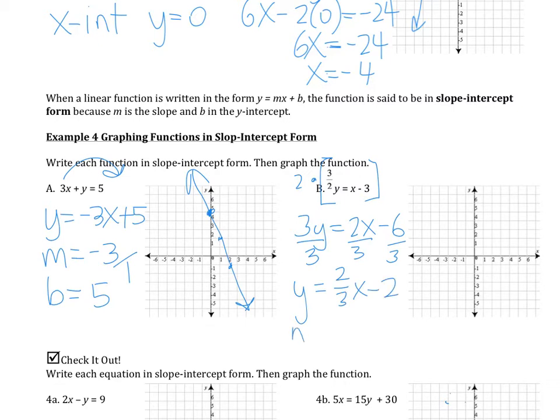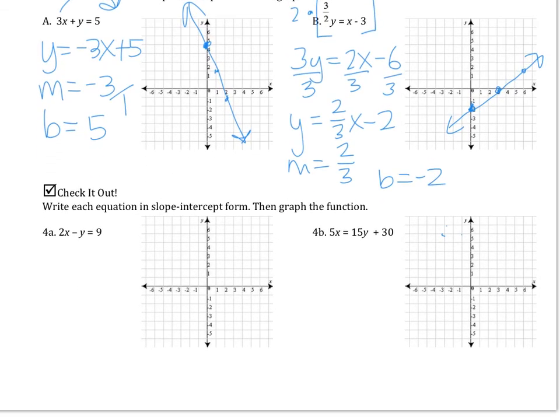So my m is 2/3 and my b is negative 2. Starting at the y-intercept of negative 2, I rise 2, run 3. Rise 2, run 3. Let's plot at least 2 other points so that your line is drawn accurately. You try the next 2.